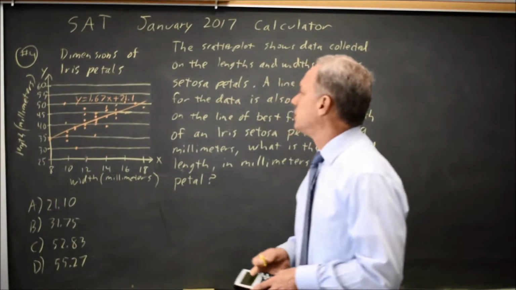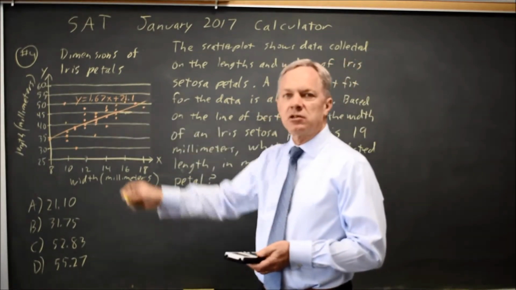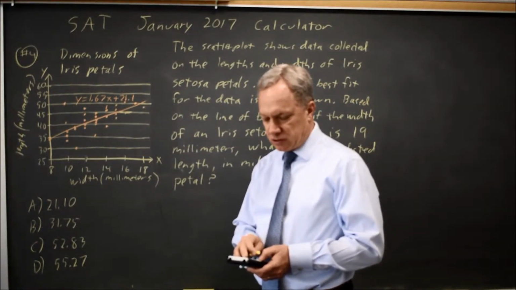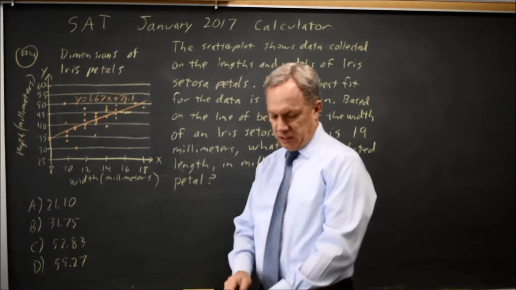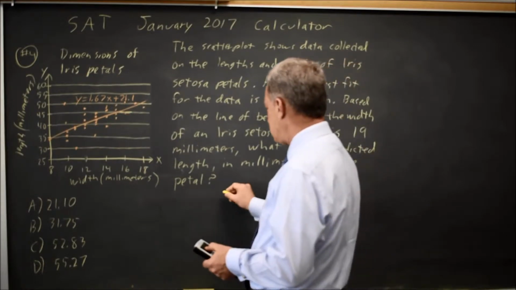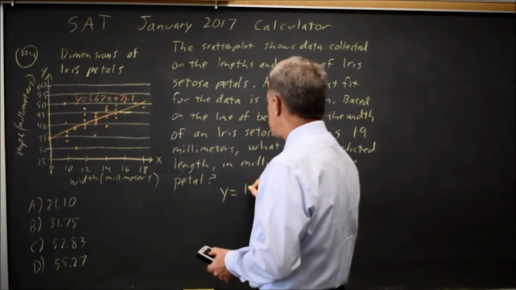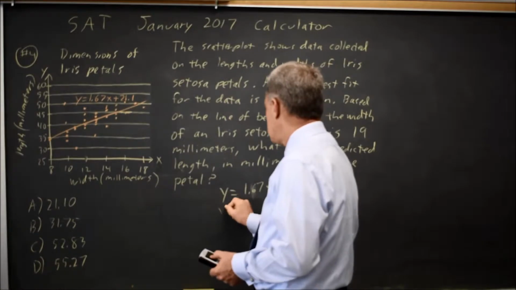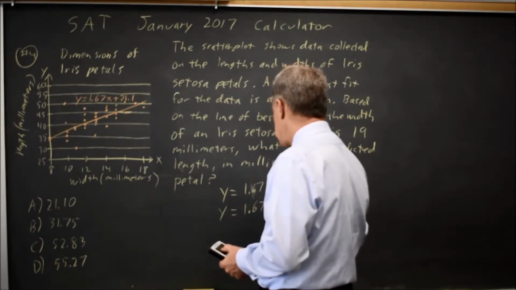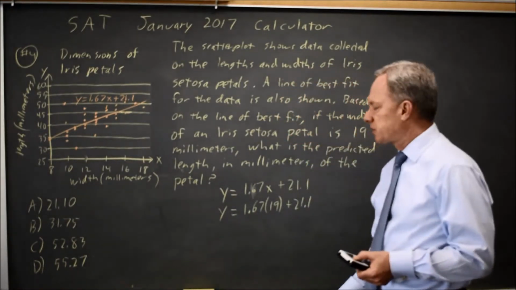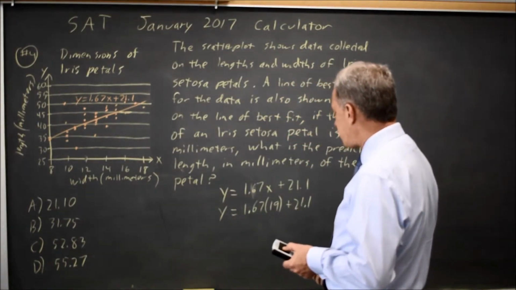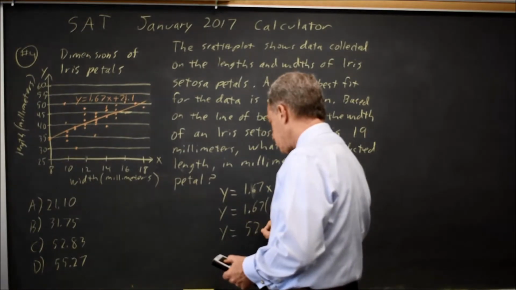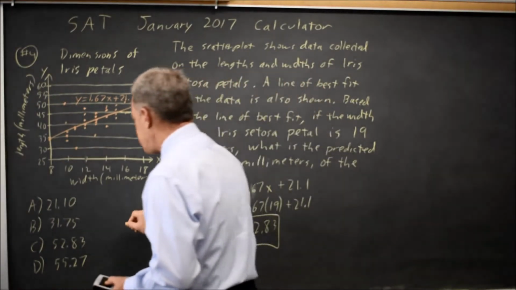And this is a calculator question, so I'm going to enter the equation into y equals, because I'm less likely to do something careless. And then I go to the table and I scroll down to x equals 19, and I get y equals 52.83. The equation was 1.67x plus 21.1, so y equals 1.67 times 19 plus 21.1. I could type that into the home screen, but I prefer using the graphing calculator capabilities. And that would be the answer.